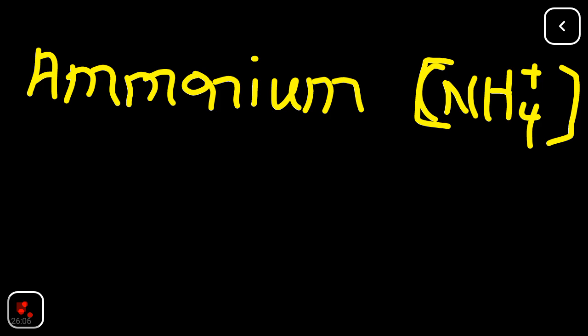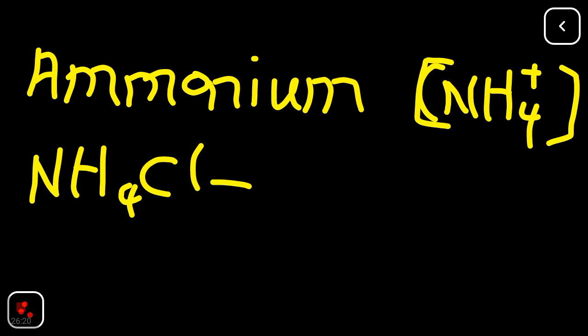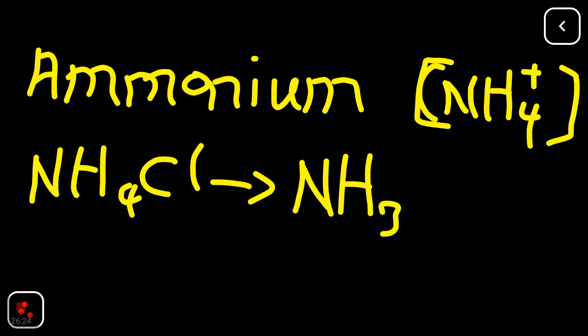It's just that all ammonium salts decompose to give you ammonia and the respective acids. So it's very great to know that. For example, ammonium chloride will decompose to give you ammonia plus the respective acid. The acid for chloride is actually hydrochloric acid. So you can see it there. It's very easy to know it like that.